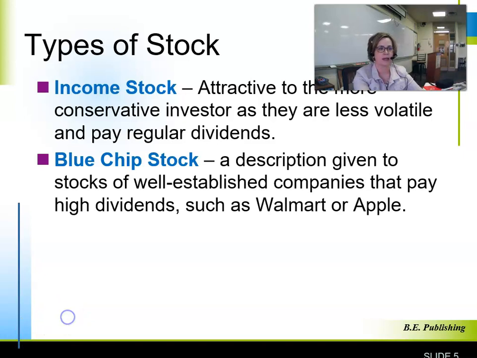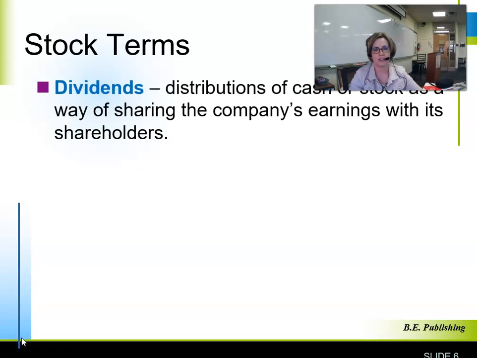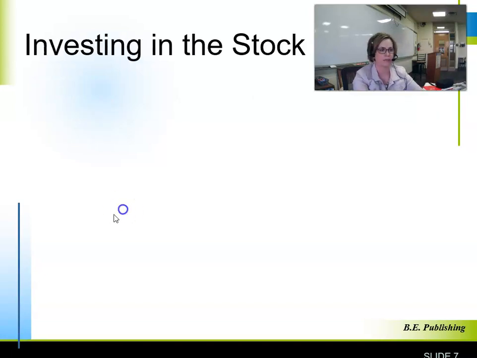A blue chip stock is a description that's given to stocks of well-established companies that have a track record of proven profitability and often pay high dividends. So companies such as Walmart or Apple are examples of blue chip stocks. And the stocks that are included in the Dow Jones 30 are blue chip stocks. Dividends are distributions of cash or stock as a way of a company sharing their earnings with their shareholders.